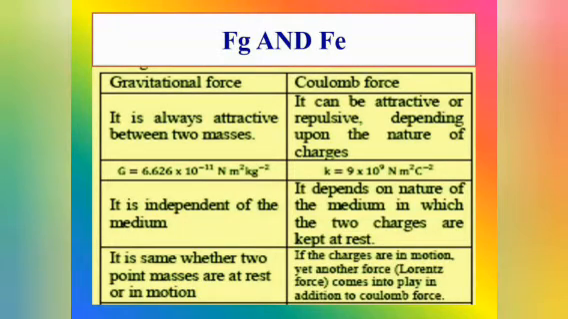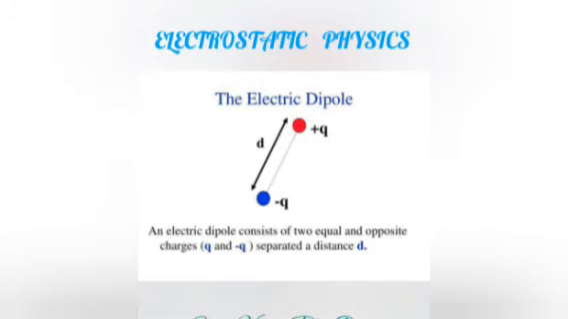Next, Coulomb force. It can be an attractive or repulsive force. Its constant value K is 9 into 10 to the power of 9. It depends on the nature of the medium in which the two charges are kept at rest. If the charges are in motion, yet another force comes into play in addition to the Coulomb force. Here the additional force, for example, Lorentz force. It's a very simple question but an important one.